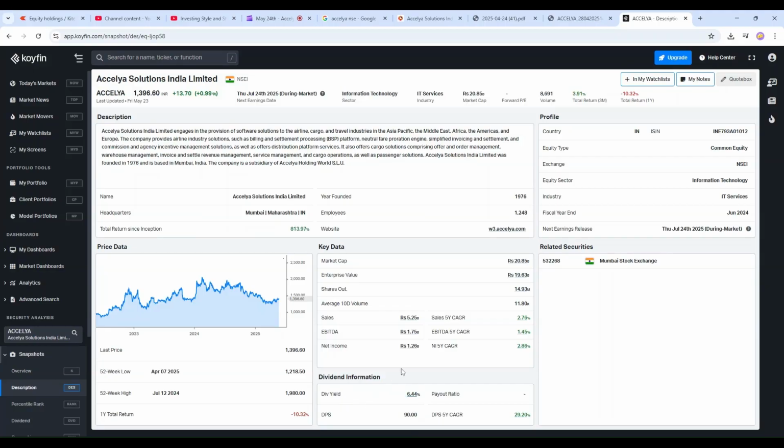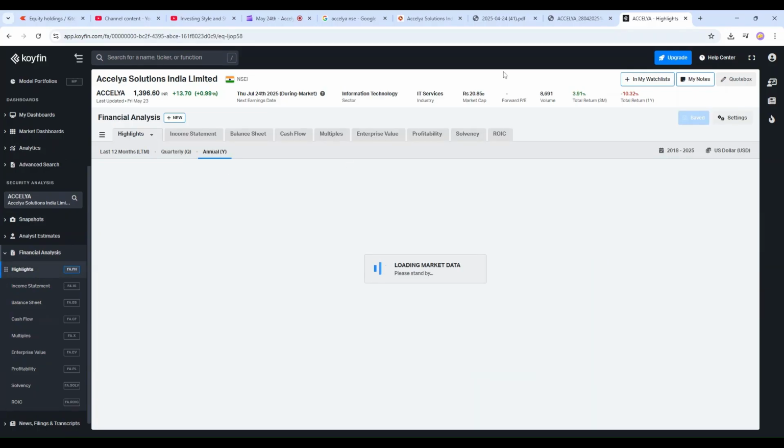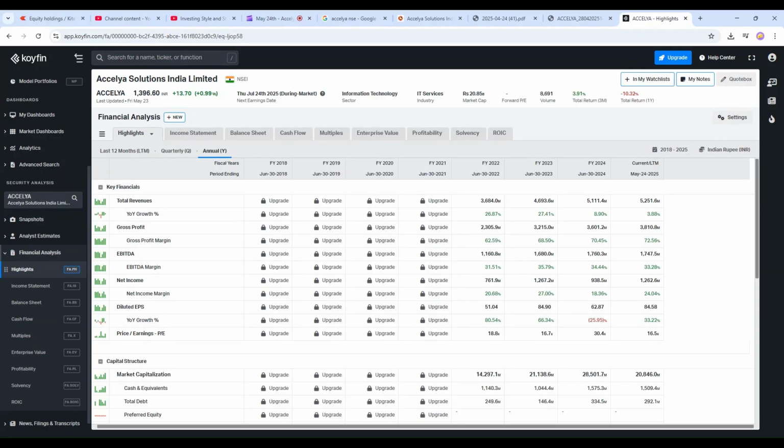Right now, it has a dividend yield of nearly 7%, 6.5%. If the share price comes down and the dividend yield goes higher to the 8%, 9% range, it will become very attractive. Anyone who is looking for high growth companies should stay away from this.